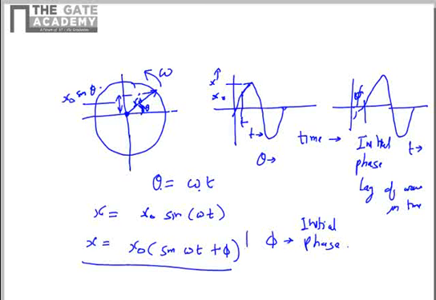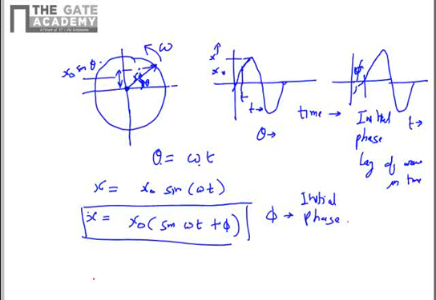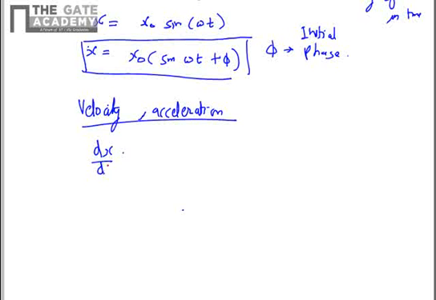So any general harmonic wave can be formed by using this equation, by using the property of the vector traveling in a circle. Now this helps us to get the maximum velocity and acceleration very easily. That's why we have defined this convention. If you want to get the velocity, that is equal to dx by dt, so you differentiate this expression, d by dt of x0 sine omega t plus phi.